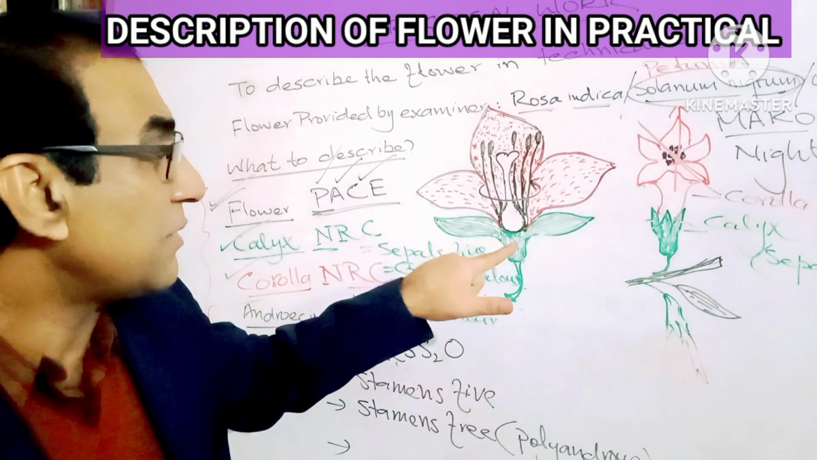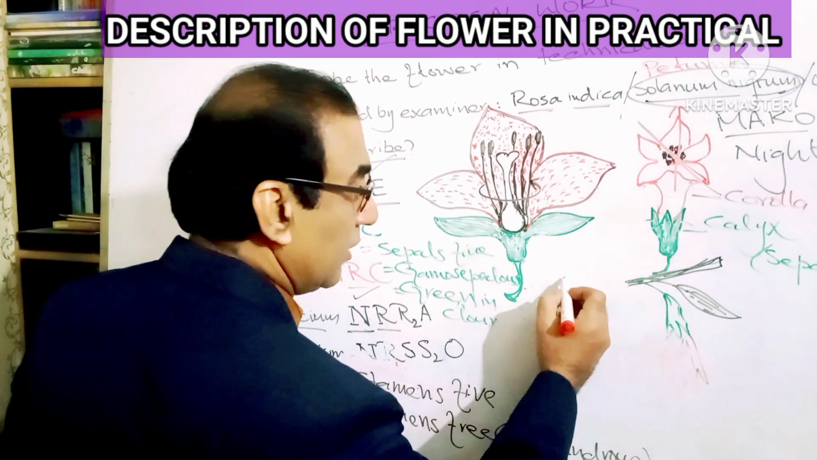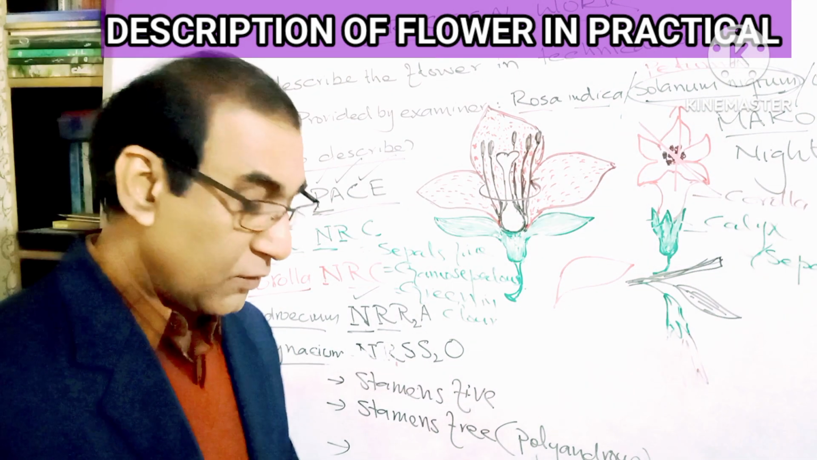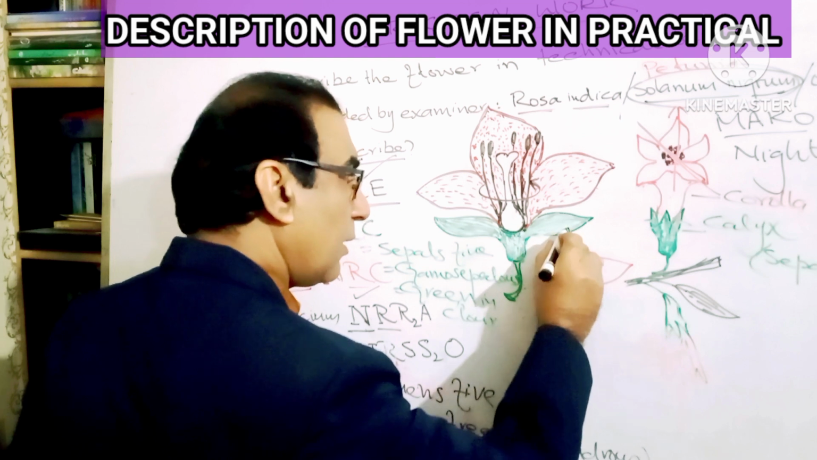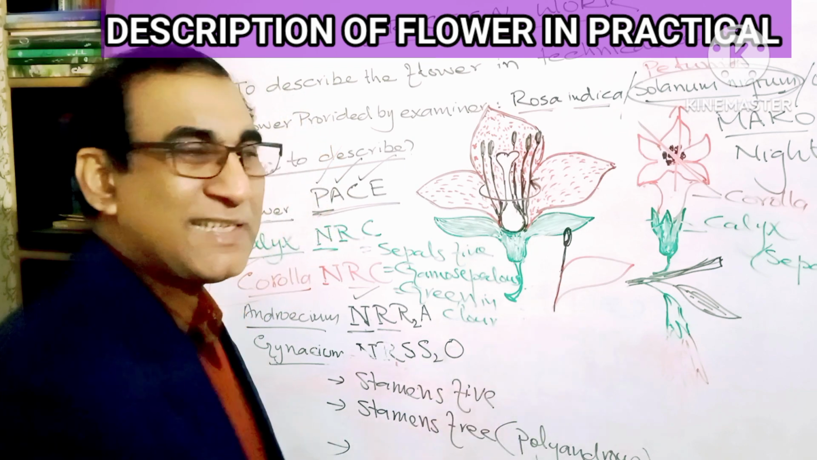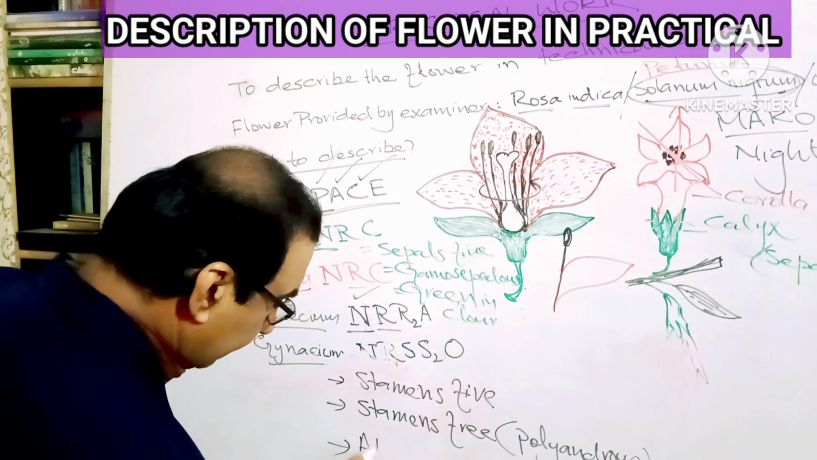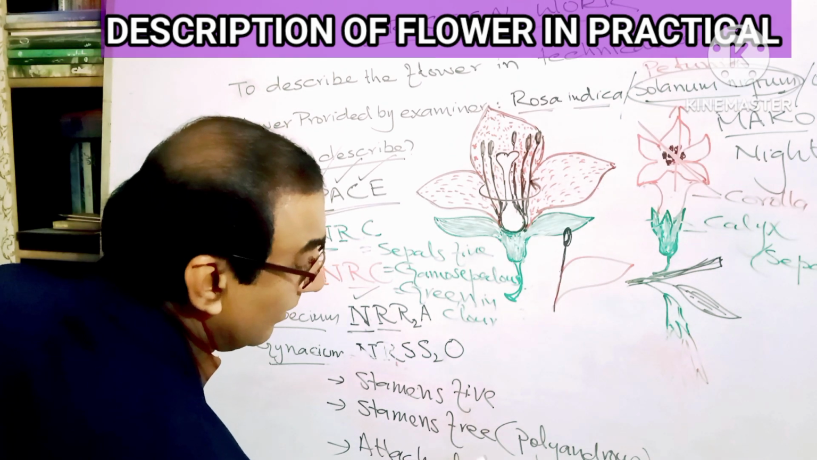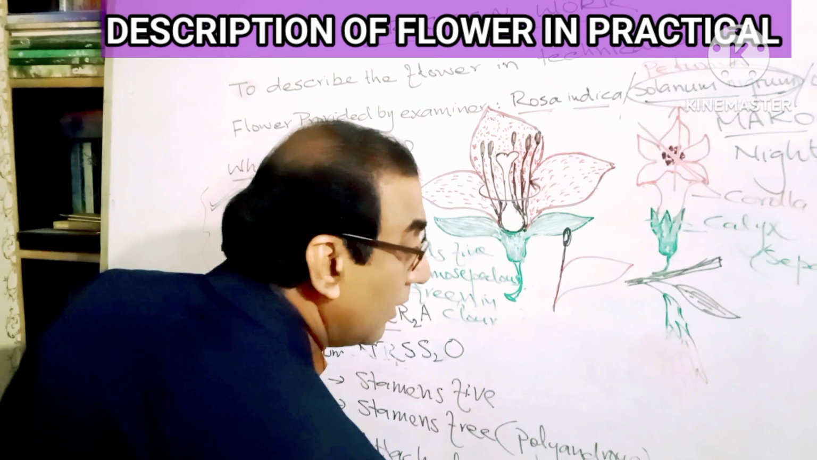If the stamens are attached with the petal, here is a stamen. If it is attached with the sepal, you say what it is attached with. Adelphous is something else. Attached with petals means epipetalous.